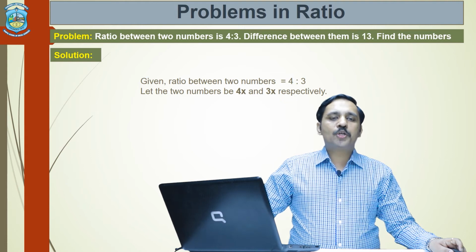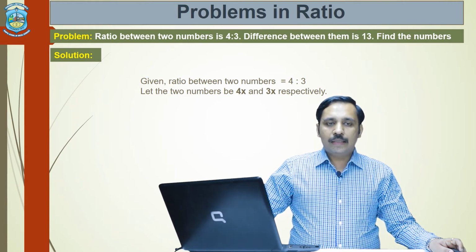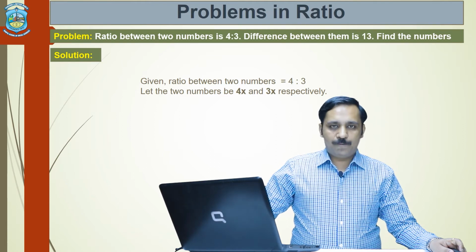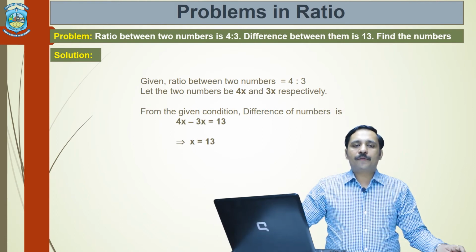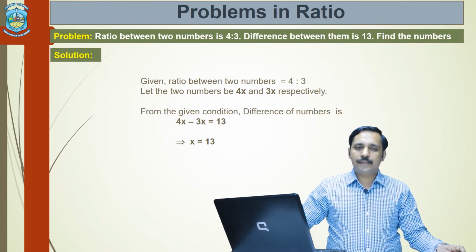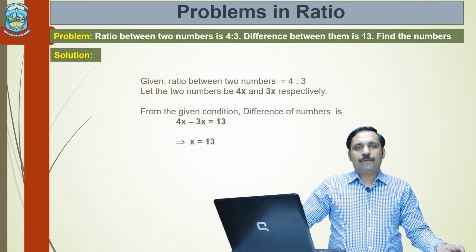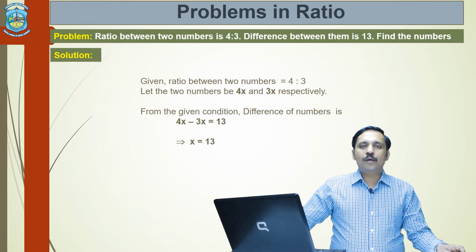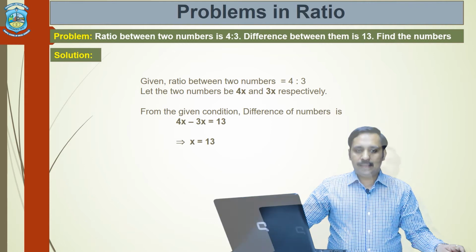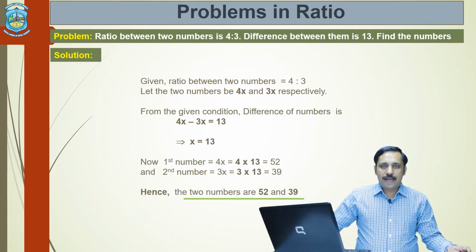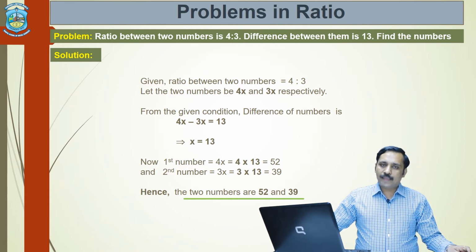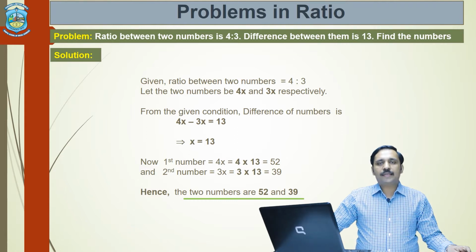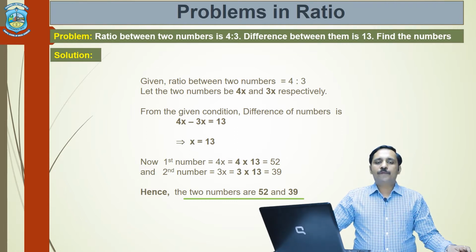Here it is given that the ratio between two numbers is 4:3. Now let us suppose that the two numbers are 4x and 3x respectively. From the given condition in the question, the difference of numbers is 13. That means if I subtract 3x from 4x, my answer is 13. Let us equate them together. Here we have 4x minus 3x, which is equal to 13. From this, the value of x comes out to be 13. Now the first number is 4 times x, that is 4 into 13, the answer is 52. And our second number is 3 times x, that is 3 into 13, my answer is 39. Hence the two numbers are 52 and 39.